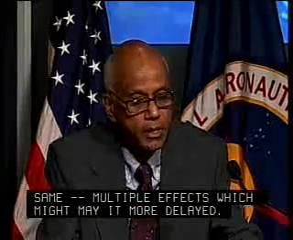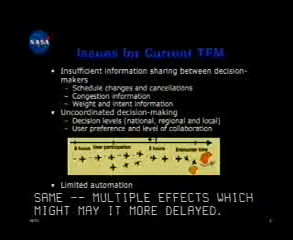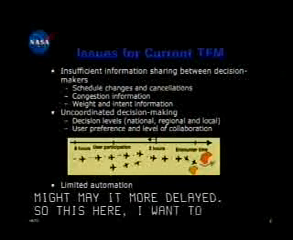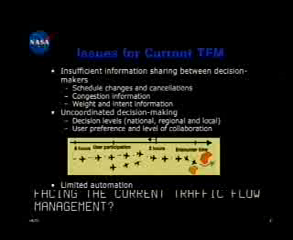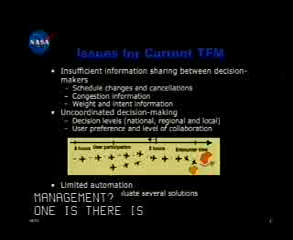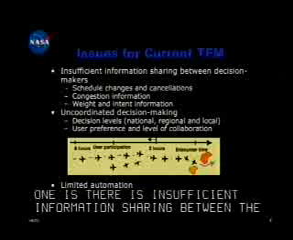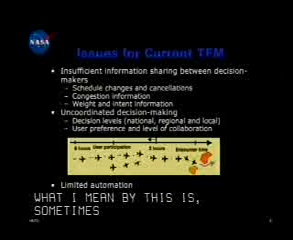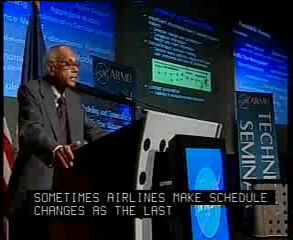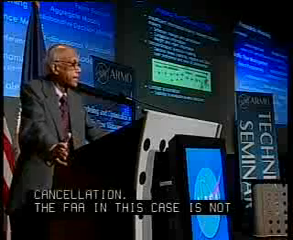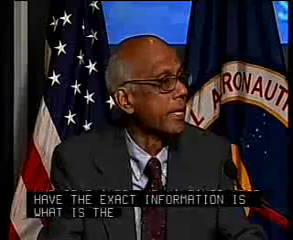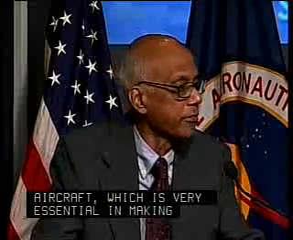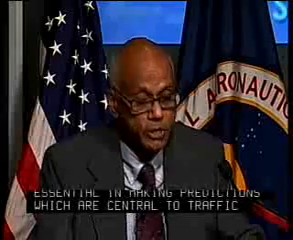So here I want to summarize what are the issues facing the current traffic flow management. One is there is insufficient information sharing between the various decision makers. What I mean by this is sometimes airlines make schedule changes as well as cancellations. The service provider, the FAA in this case, is not aware of it. And sometimes the airlines also have the exact information about the weight of the aircraft, which is very essential in making predictions which are central to traffic flow management. So we don't have the correct information.